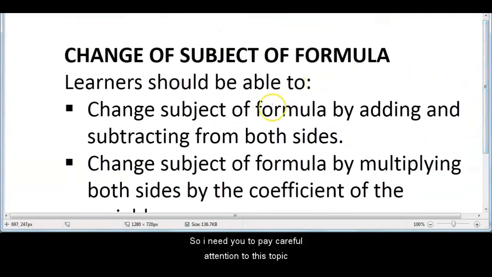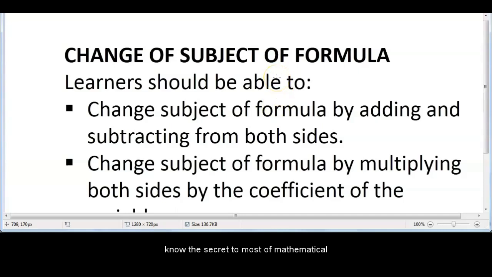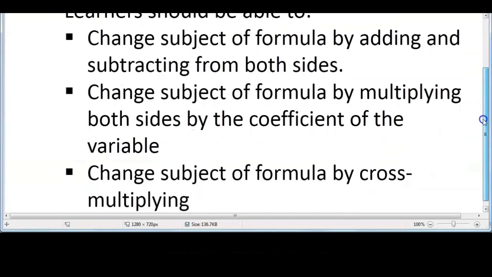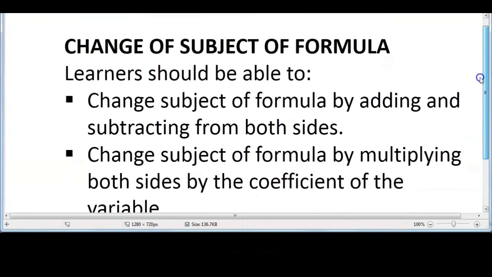So I need you to pay careful attention to this topic. If possible, watch the video multiple times. Try to grasp the concept in this. This holds the secret to most of the mathematical phenomena we witness in the universe.